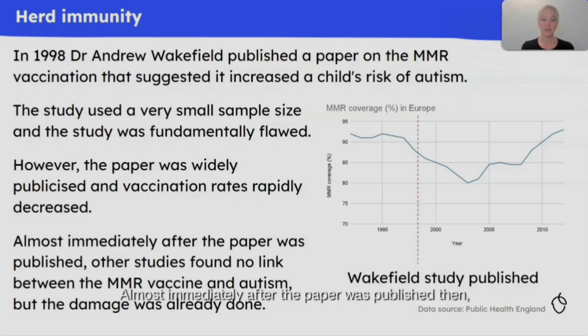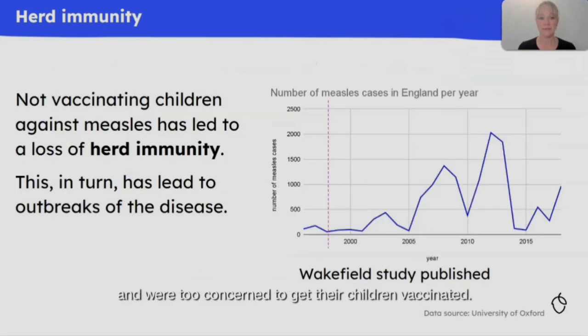Almost immediately after the paper was published, other studies found no link between the MMR vaccine and autism. So actually other scientists showed that there is no evidence whatsoever that links those two things together. But because it had been so widely published by newspapers and media outlets, the damage was unfortunately already done, and people already had it in their mind and were too concerned to get their children vaccinated.